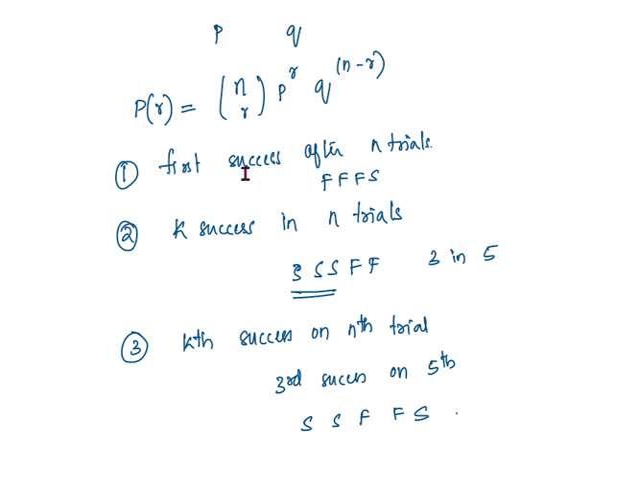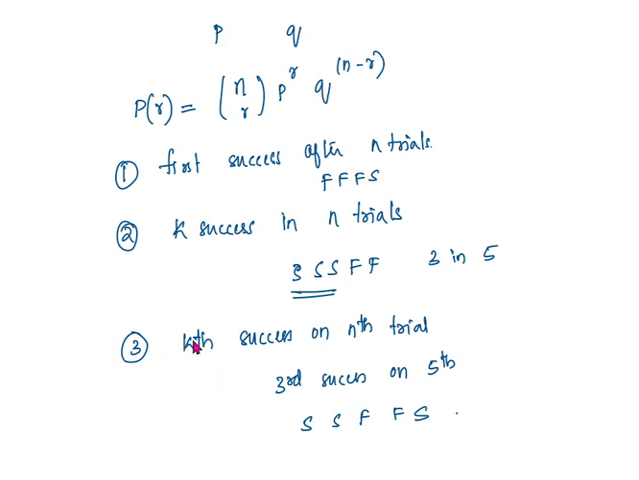That is the first success after n trials. Okay, so here there are three failures, like for example this one, 3 failures and then the first success. S is the success. So if that is the case, then we work with Bernoulli's. And the next one is k successes in n trials. Like they are saying that in 5 trials you should have 3 successes. So that case also is a particular case of Bernoulli's.